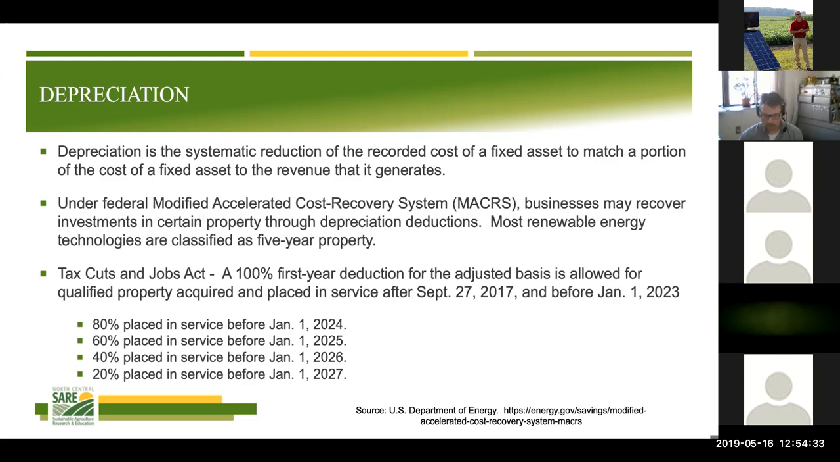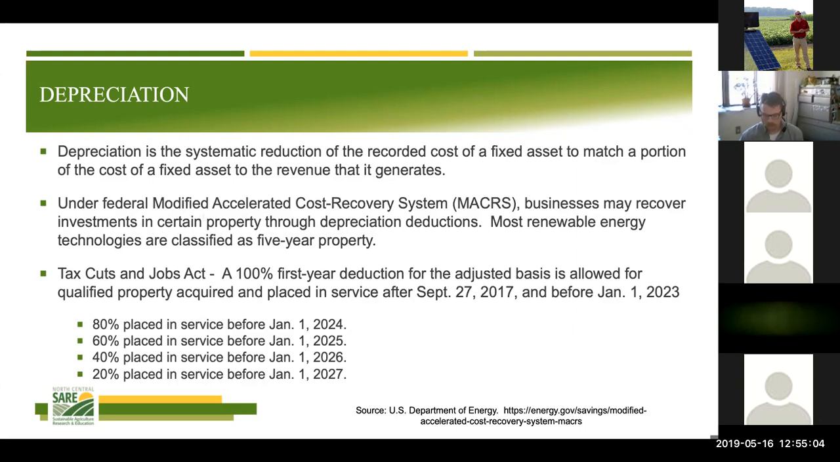When you use the 30% investment tax credit, you need to reduce the depreciable portion of your system by half of the tax credit. What we mean is, if you think about it, with a 30% investment tax credit, half of that is 15%. So if you take 100% of your system and subtract that 15%, basically what we're saying is 85% of that initial system cost will set the basis for your depreciation.